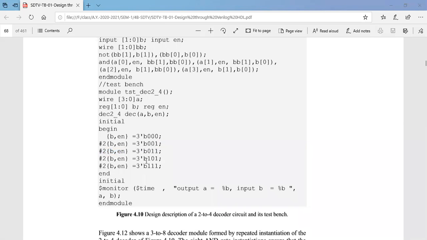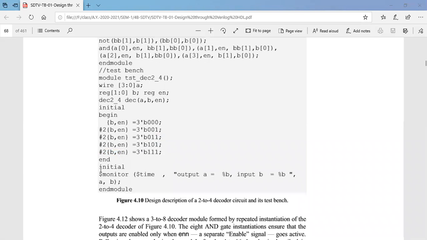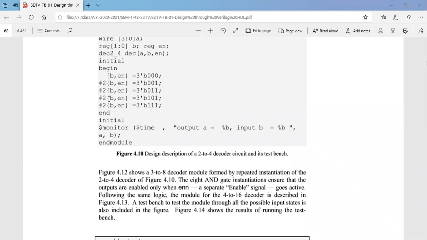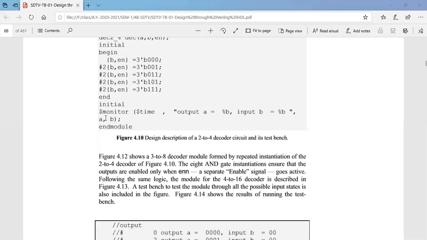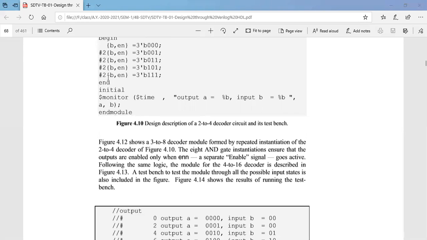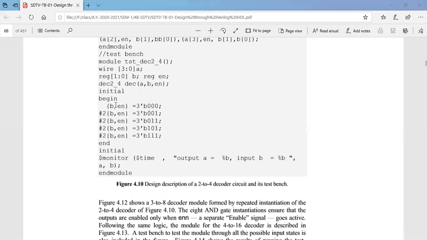So 0, 0, 0, 1, 1, 0, and 1, 1. The values will be standing for 2 units of time, since we have 2 here. If it is 3, this value will be standing there for 3 units of time. And we are running this initial block that we have used here.